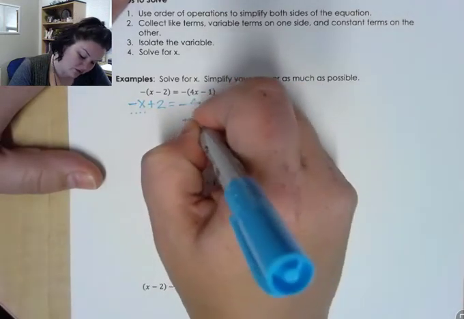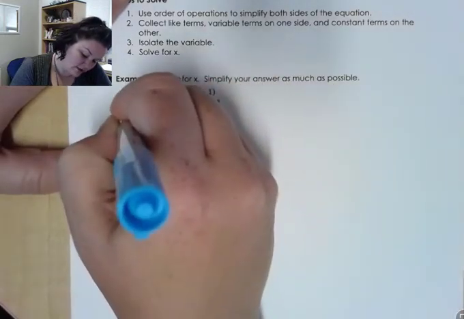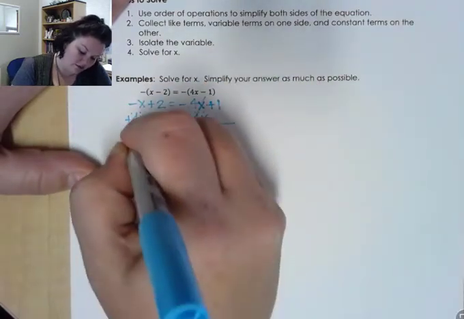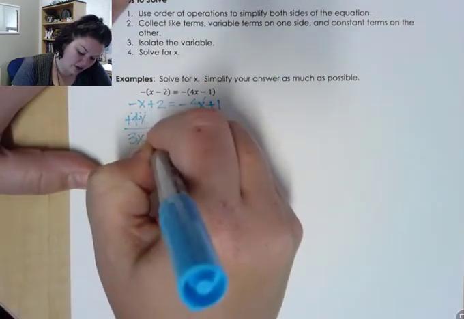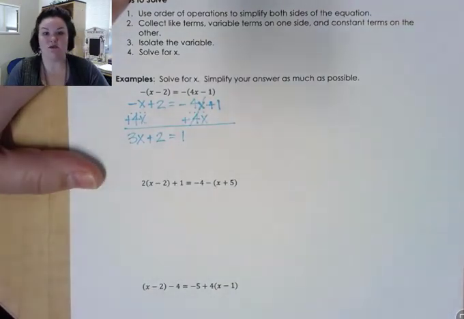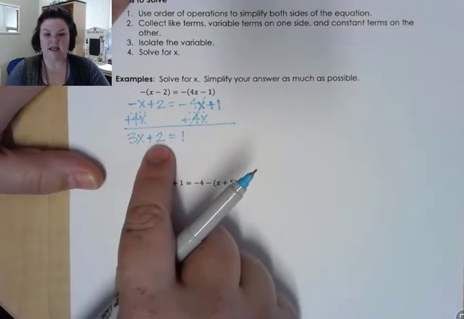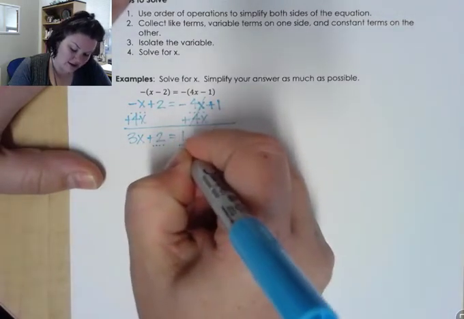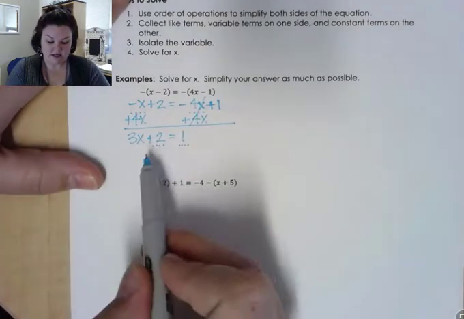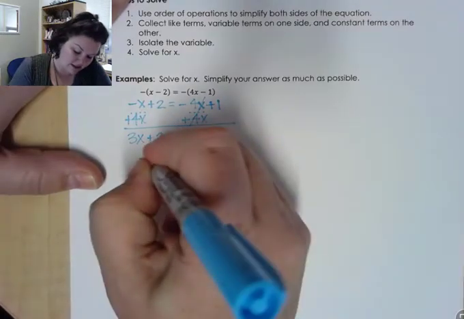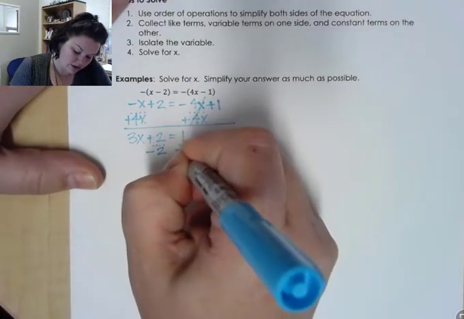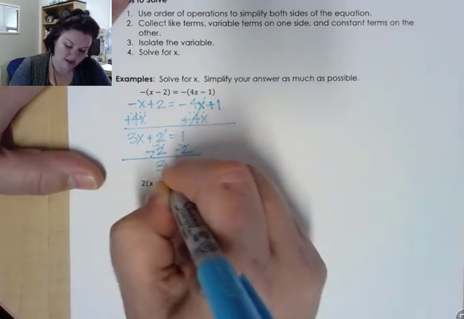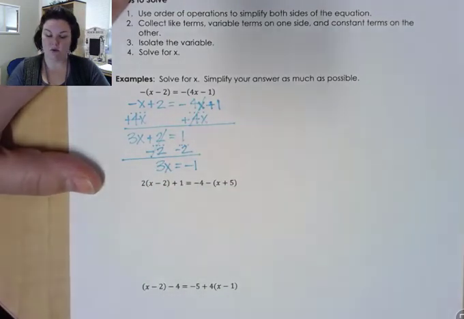So I'm going to move this 4x by adding 4x. All right, we do the opposite operation. So that will give me a +3x plus 2 is equal to now just a 1. And then I need to get my 2 over here with my 1, right? I have two constant terms and they're not on the same side. So I'm going to move my 2 to the other side since it's a +2. To move it, I'm going to subtract. So that leaves me with 3x is now equal to a -1.